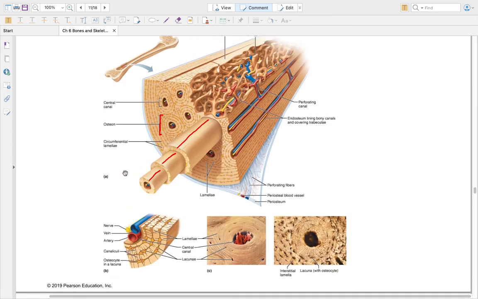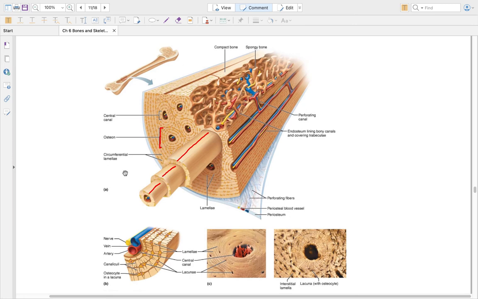Alrighty. So you want to know the full anatomy of the osteon and all of its parts, including the central canal, the lamella, the layers of lamella, the fact that nerves, arteries, veins, and lymphatic tissue run in the central canal, the canaliculi and how it connects two osteocytes together, and of course the periosteum, and don't forget the canals that connect horizontally.